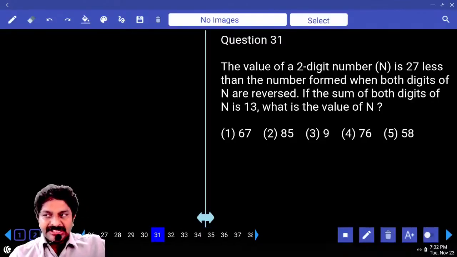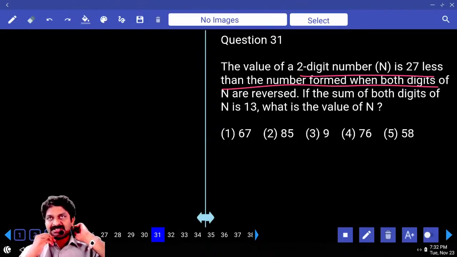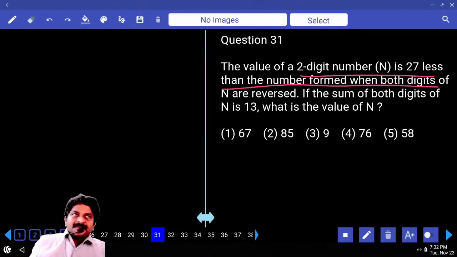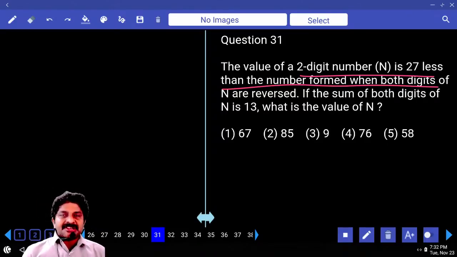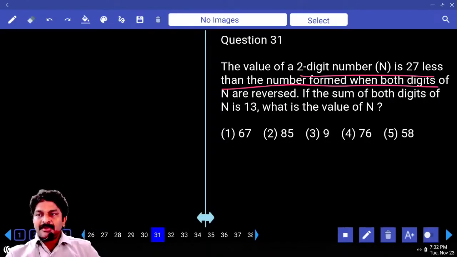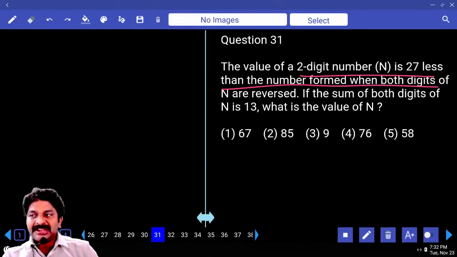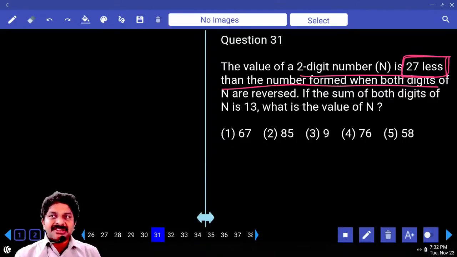The value of a 2-digit number n is 27 less than the number formed when both the digits are reversed. So it is a 2-digit number. Which number is more? Is the original number bigger than the number obtained by interchanging the digits, or vice versa? A 2-digit number is 27 less, so the original number is less than the number obtained by interchanging the digits.